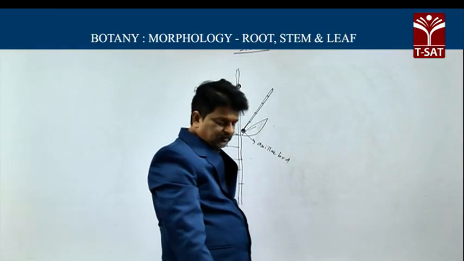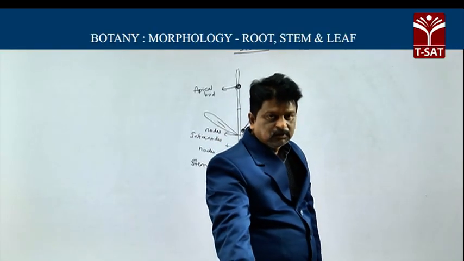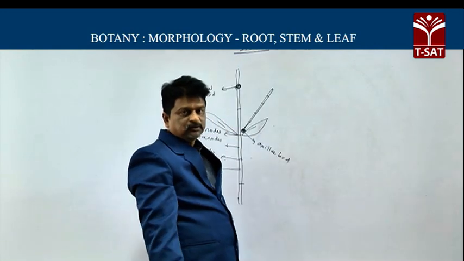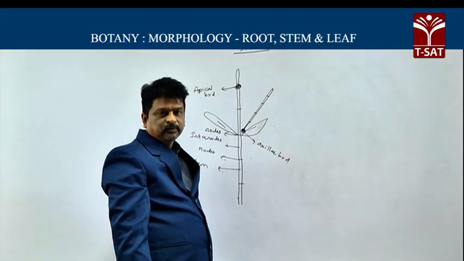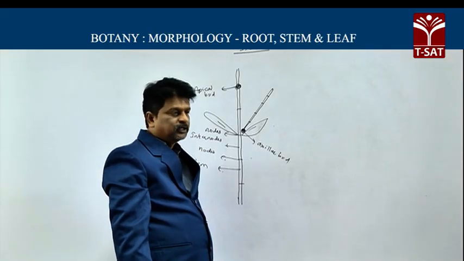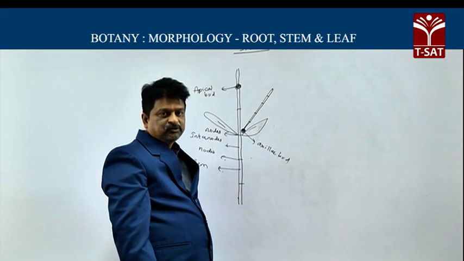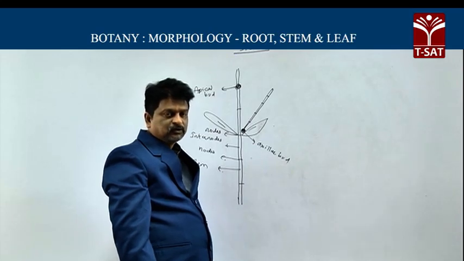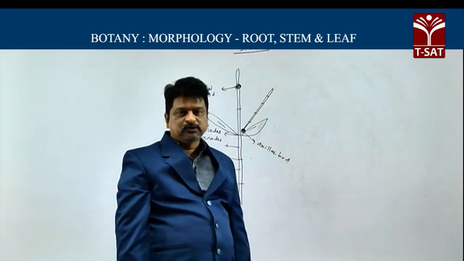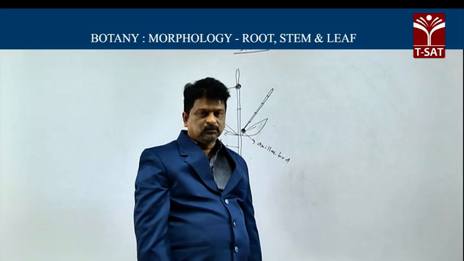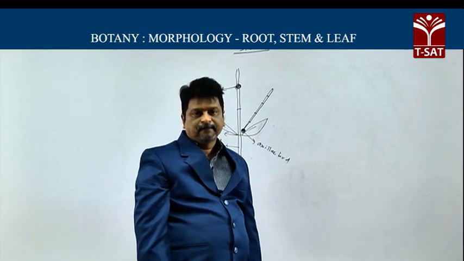And the main function of shoot: it receives water and minerals from root, and supplies water and minerals from base to top. Second, it exposes leaves to light for photosynthesis. And third, it exposes flowers to pollination. These are common functions of stem.